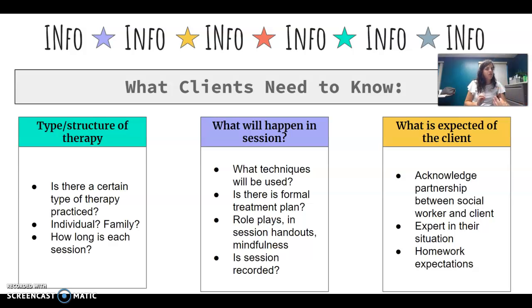And again, it's how you phrase homework, making it not seem like a miserable task, but highlighting the positives, that it can help reinforce what we talk about here. It gives you a chance to practice in real life situations versus just in a therapy session, and it will really help you learn the skills outside of the 55 minutes that we have together. All right, so type of therapy and structure, what will happen, what's expected of the client.